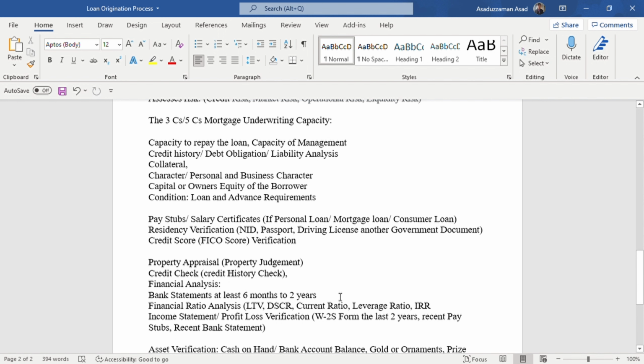At least 6 months to 2 years of bank statements of the borrower. Financial ratio analysis is very important also. LTV, loan to value ratio, DSCR, debt service coverage ratio, current ratio, current assets by current liabilities, leverage ratio and IRR, internal rate of return, also important. This type of ratio analysis is very important to judge the financial condition of the borrower.